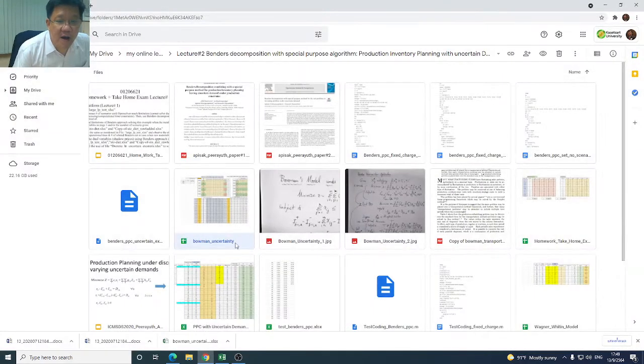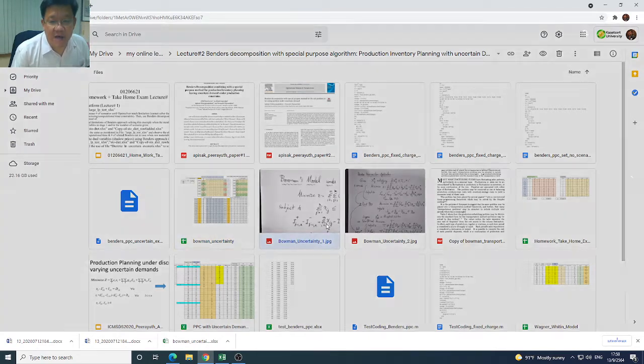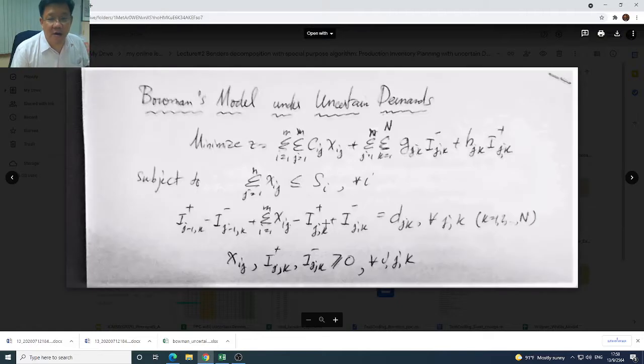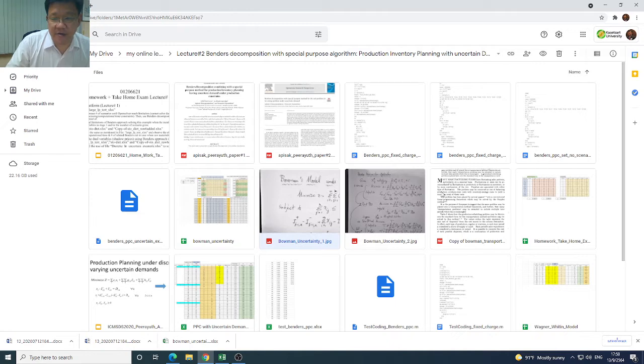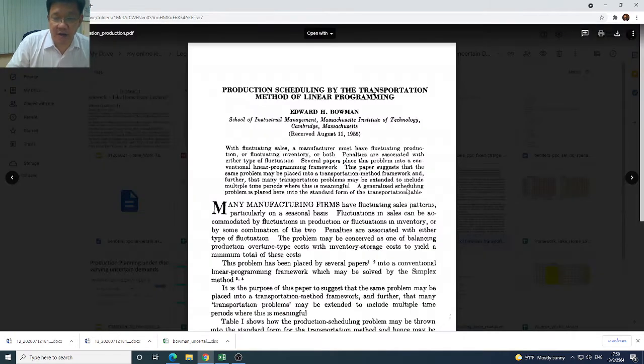So we're going to start this clip by reviewing where we ended the last clip, which is that we were talking about solving the Bowman model here, which can be written as you see on the screen. We already explained this model and the original paper in the last clip.